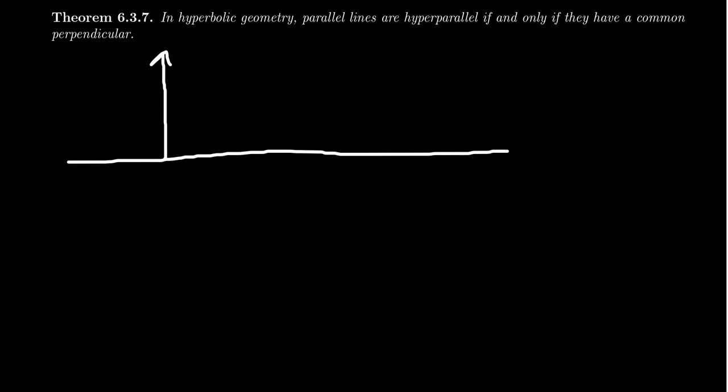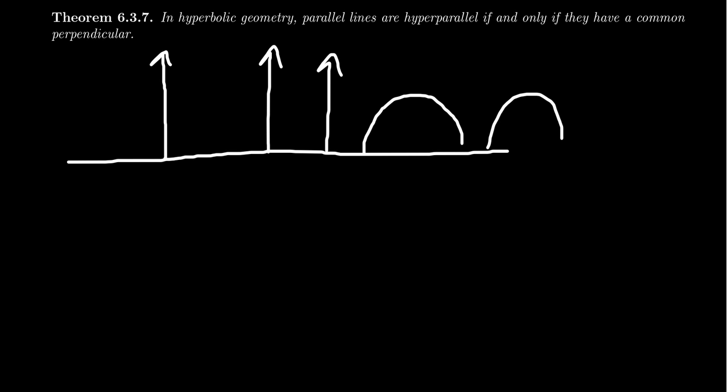This is a line. Some hyperparallels are going to be vertical lines, but also semicircles that come nowhere close to that original line. These are going to be examples of hyperparallel lines. And there's going to be tons of them. There's going to be infinitely many hyperparallel lines.